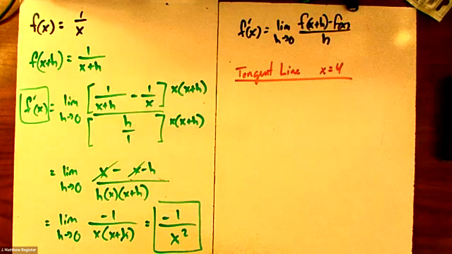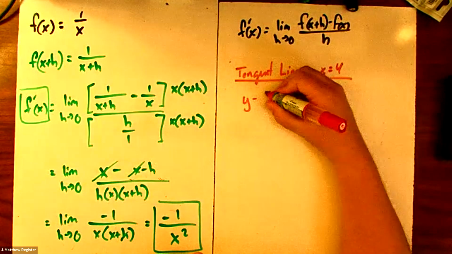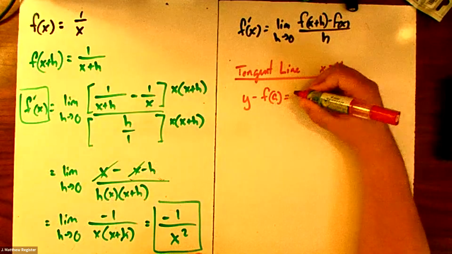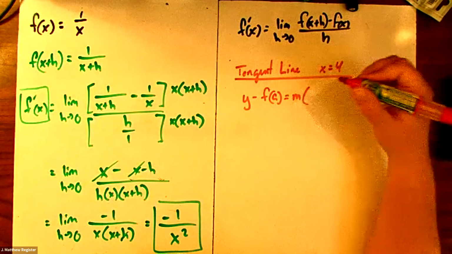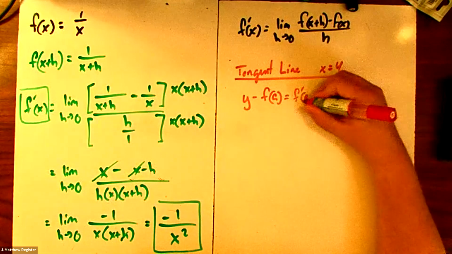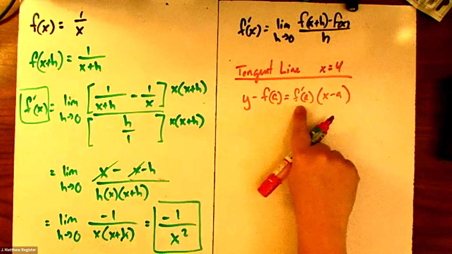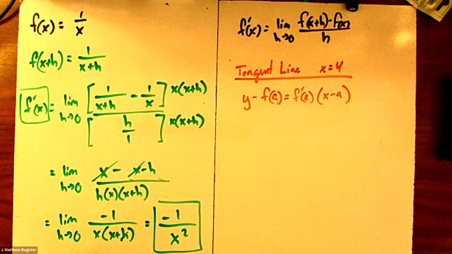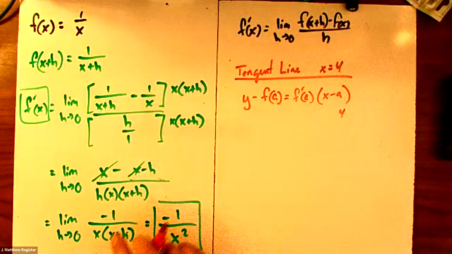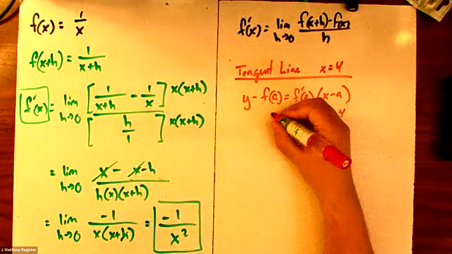So we know that we're going to be using point slope form, which is y minus f of a equals m times, or we could even replace that m with f prime of a times x minus a, because this is the slope and this is the point. We know that our a value is 4. We then know that this value, f of a, is going to be given by 1/4.